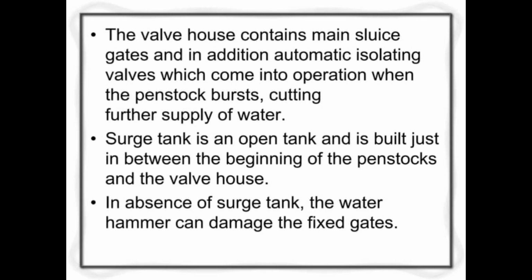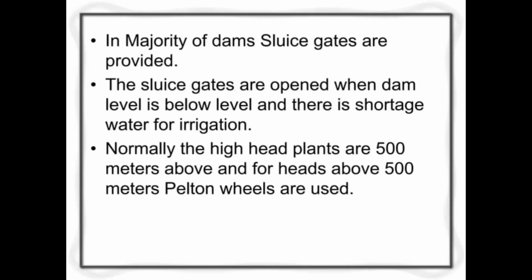The valve house contains main sluice gates and, in addition, automatic isolating valves which come into operation when the penstock bursts, cutting further supply of water. The surge tank is an open tank and is built just in between the beginning of the penstocks and the valve house. In the absence of a surge tank, the water hammer can damage the fixed gates.